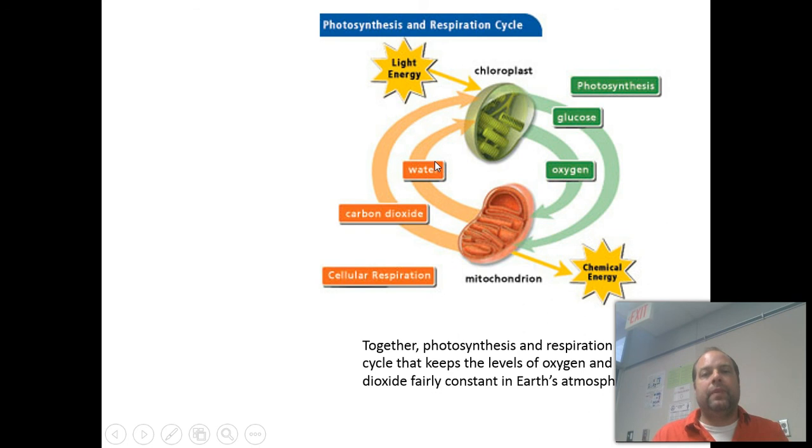And keep in mind, this is a big point I want you to understand: yes, plants have chloroplast, but plants also have mitochondria. A lot of students think plants just go through photosynthesis. No, plants go through photosynthesis and respiration. Humans, animals, only go through cellular respiration. But keep in mind, plants also go through cellular respiration.